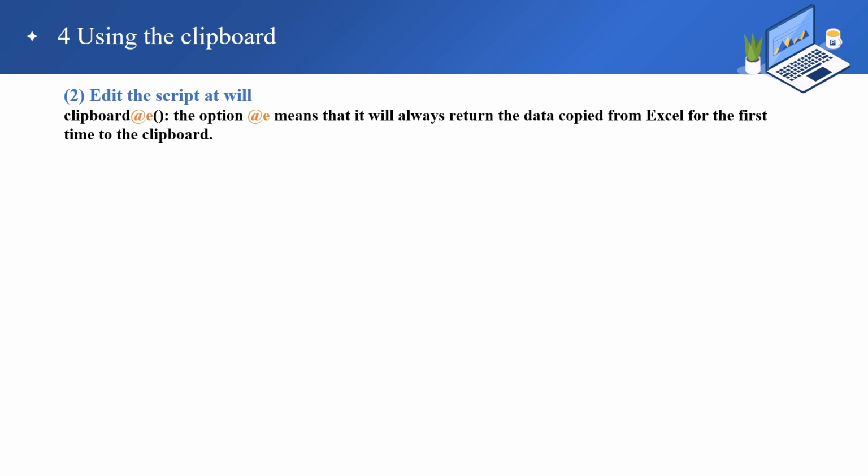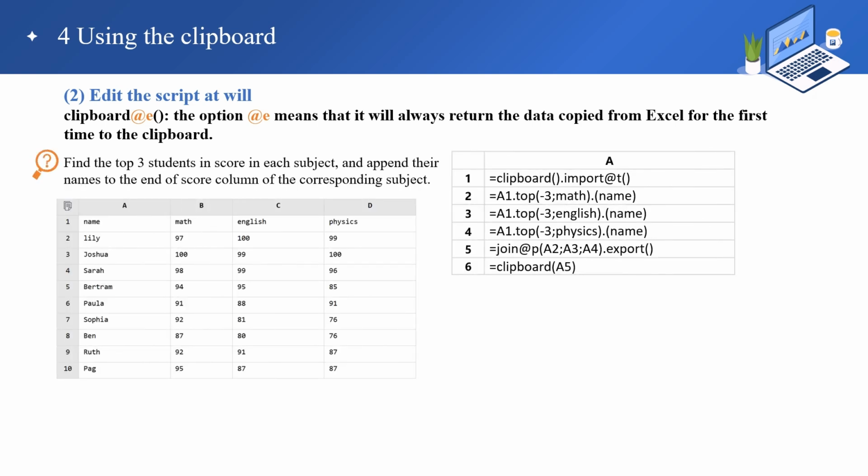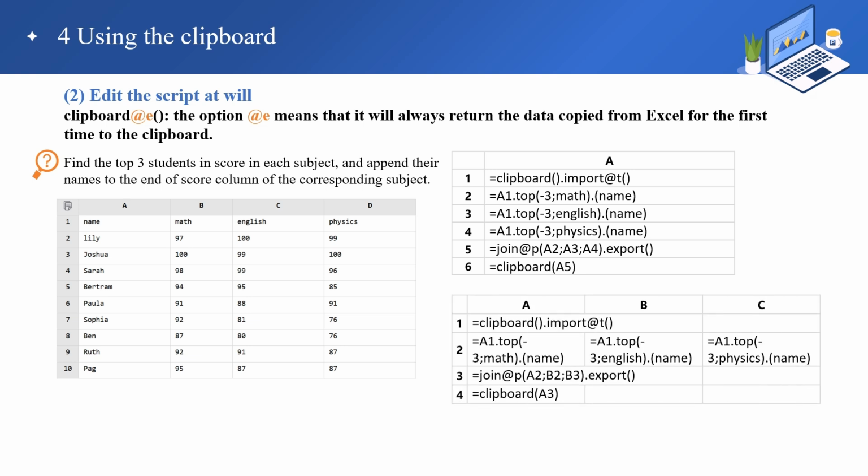To solve this problem, SPL provides the clipboard@E function, where the option @E means that it will always return the data copied from Excel for the first time to the clipboard. Let's have a try. In the example on the previous slide, suppose that we have copied the data from Excel and written the script. At this point, if we edit the script, and cut A3 and A4 and paste them into B2 and B3, A2 will report an error when the script is executed again, because the clipboard function in A1 gets wrong data. To avoid this problem, we need to modify the code, and use the just mentioned clipboard@E function in A1. By doing so, the script will still be executed normally after moving the code.